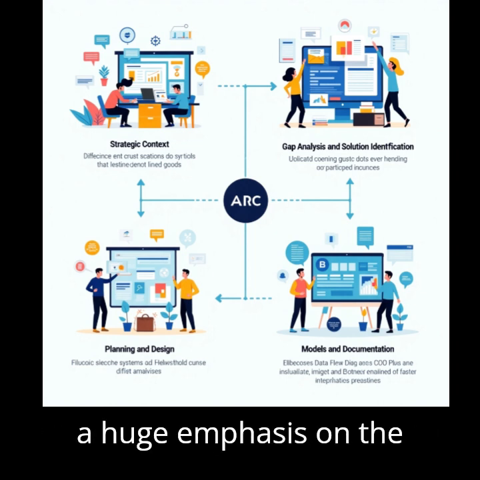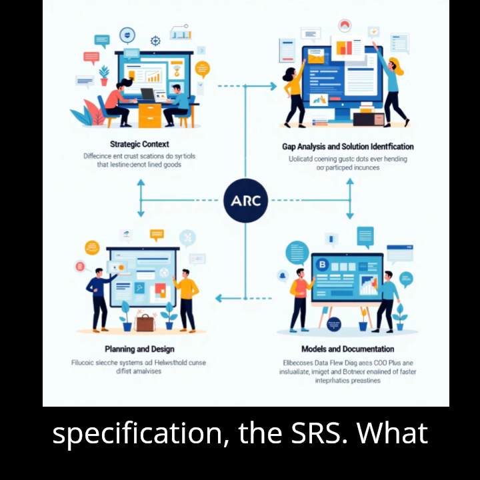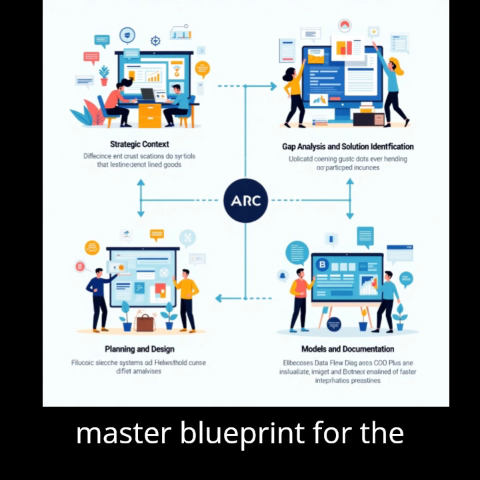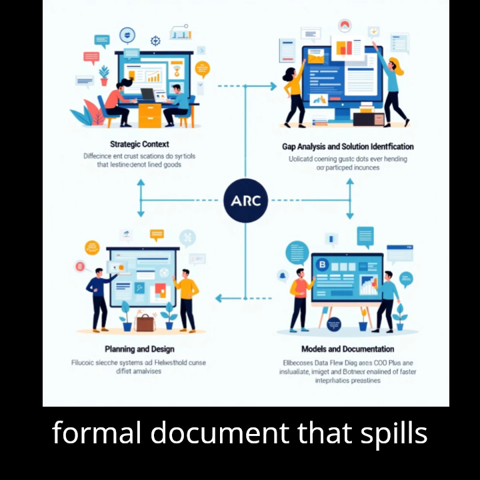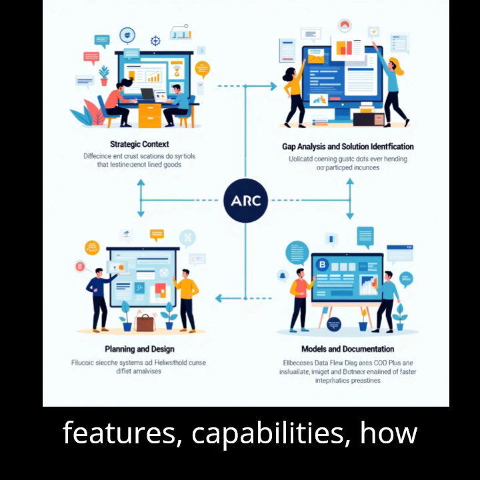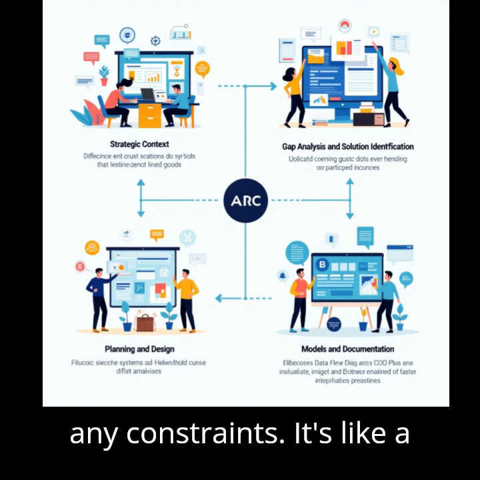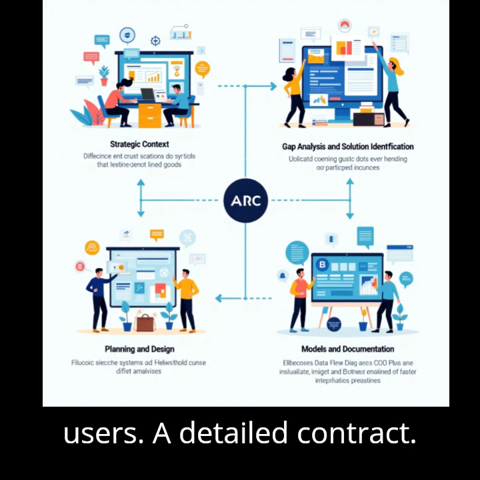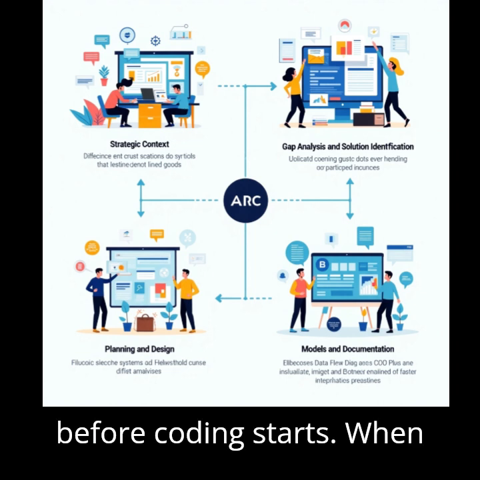The sources put a huge emphasis on the software requirement specification, the SRS. What is that exactly? Right, the SRS. Think of it as the master blueprint for the software. Module 4 really dives into this. It's a formal document that spells out everything the software needs to do. Its functions, features, capabilities, how it interacts with other things, performance levels, any constraints. It's like a contract between the developers and the client or users. A detailed contract, so it sets clear expectations before coding starts.